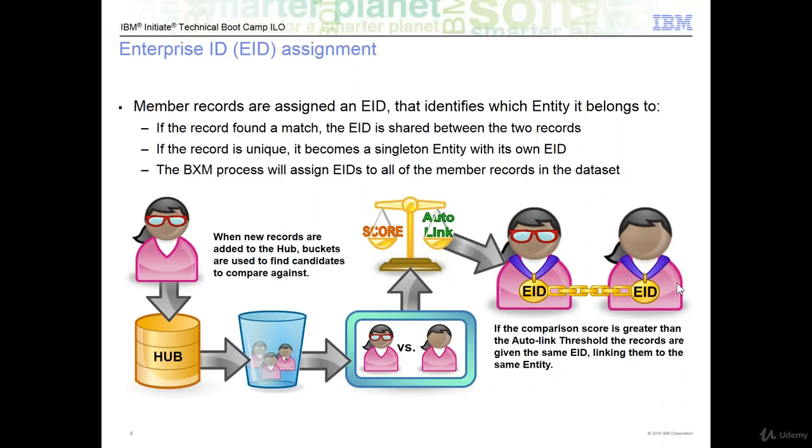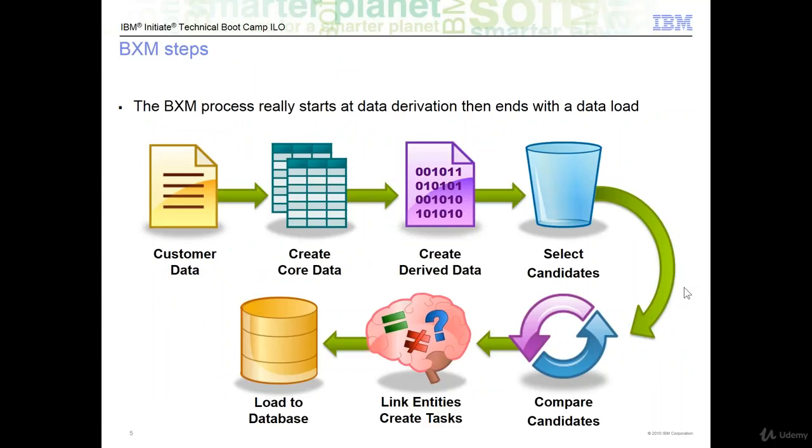So the process or the steps in BXM start with the derivation of data and end with loading of data. As we can see in this chart, you have the customer data, then you create the core data, then derived data is created, and the candidates are selected, where you compare the candidates and link entities to create tasks, and finally load it to the database.